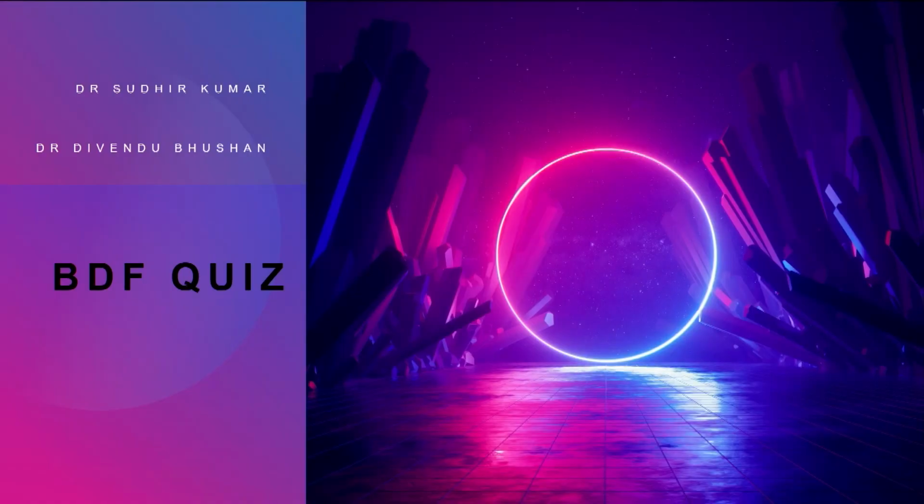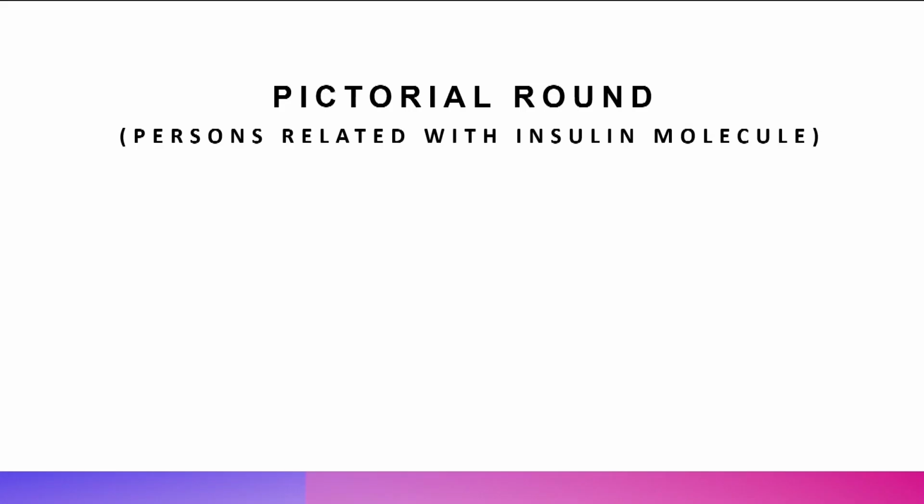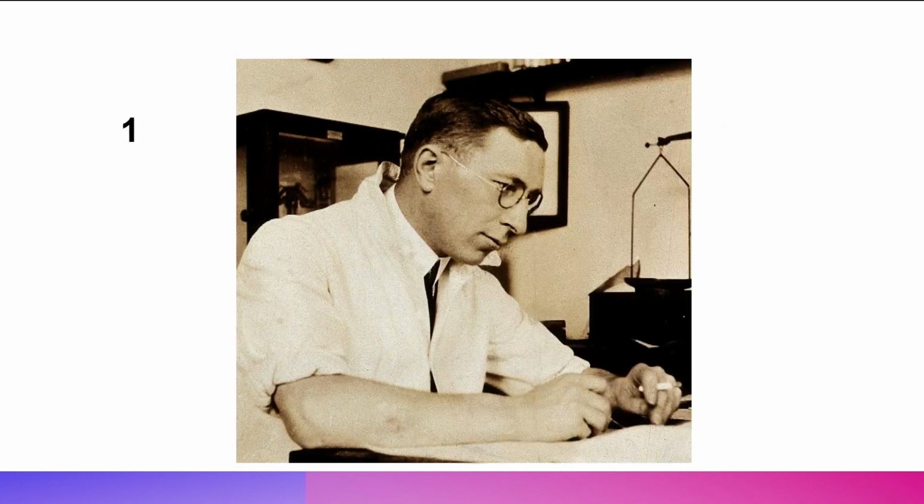So this question is for team B. This pictorial round is related to persons who either developed the insulin molecule or had any relationship with it. Identify him. Banting. Patrick Banting. Banting. Correct answer. So full marks.